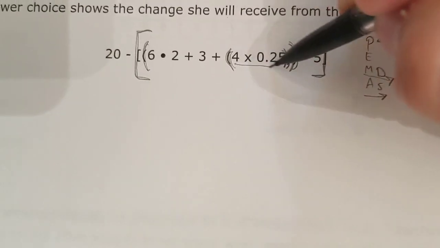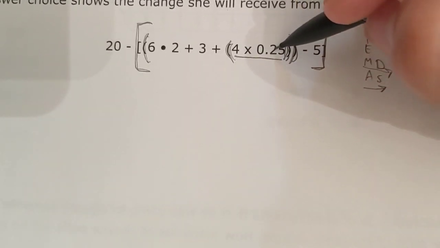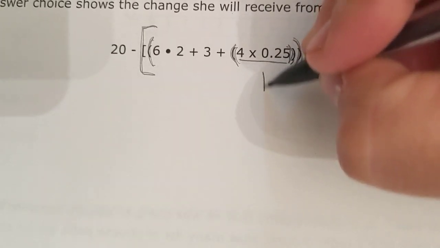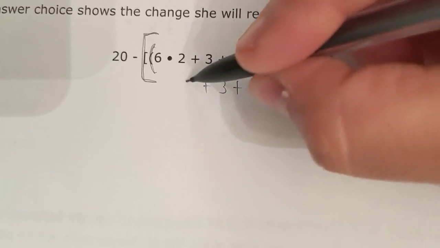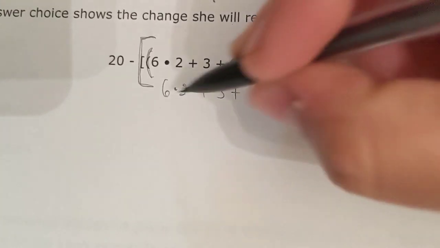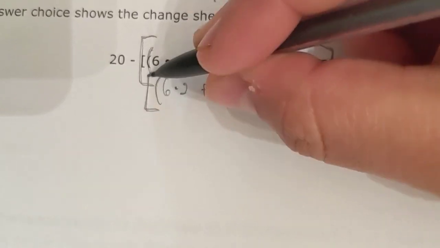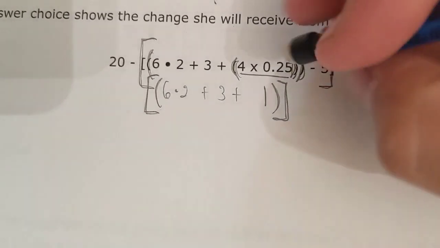Remember that. So 4 times 25 cents, that's like having 4 quarters. So that's $1. That's one whole dollar. The answer is just 1 right there. Everything else has to copy straight down, exactly as you see it. And then you still have these round parentheses, and you still have the square parentheses. And oh, I forgot there's a minus 5 right there.